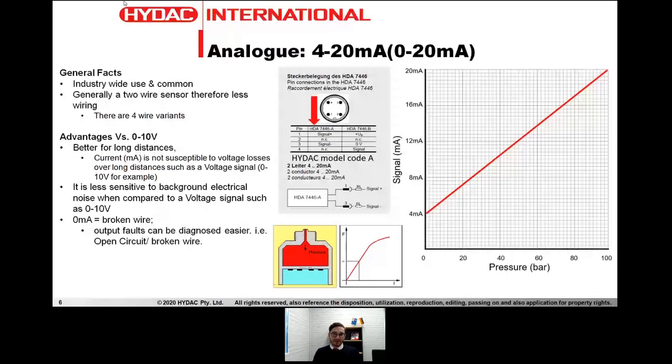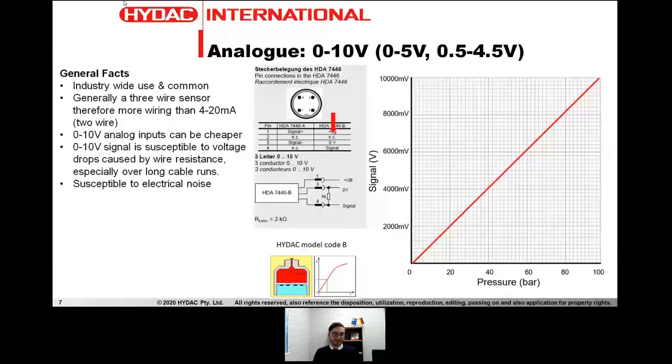Another common output is the analog 0 to 10 volts, and this is also really commonly used around the industry, and comes in variants like 0 to 5 volts, 0.5 to 4.5 volts. It really depends on your application or what's required. So, this sensor is generally a 3-wire sensor, and so it does require a bit more wiring, but it just really depends on your application. As opposed to the 4 to 20 milliamp or a current output sensor, this is more susceptible to electrical noise. So you need to provide suitable cabling and shielding and whatnot.